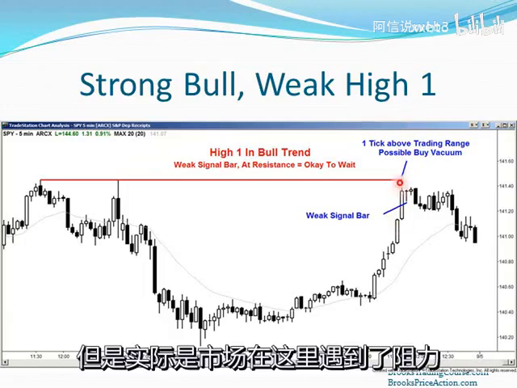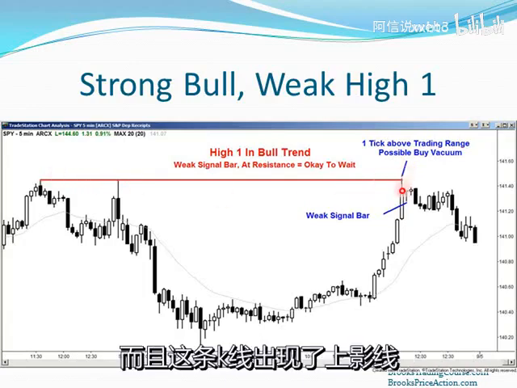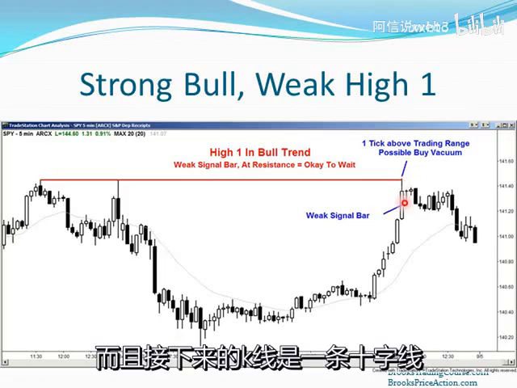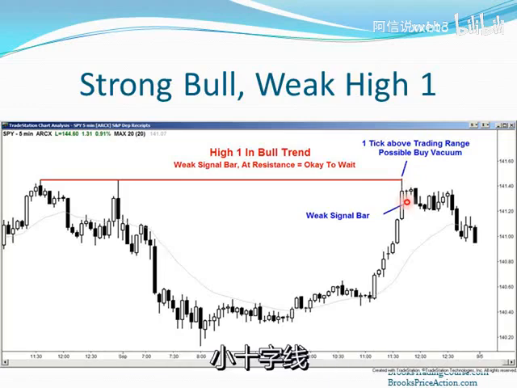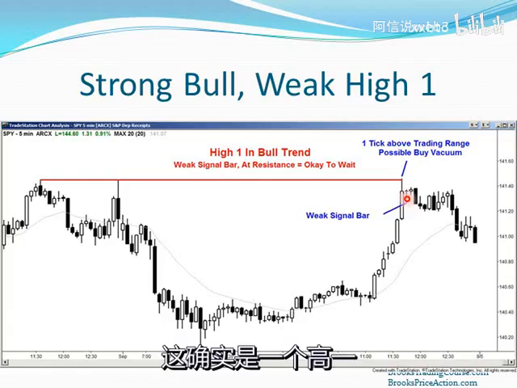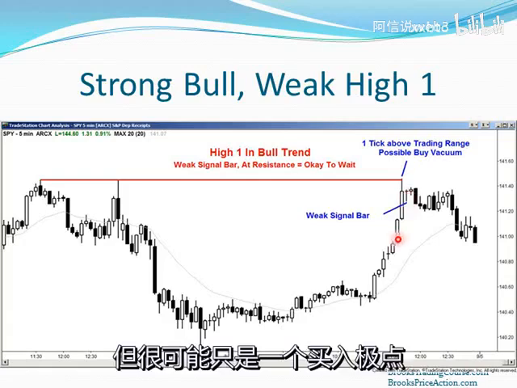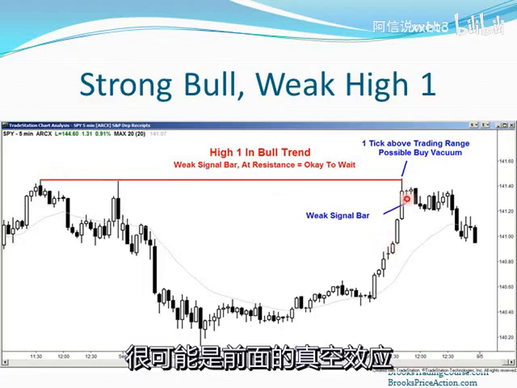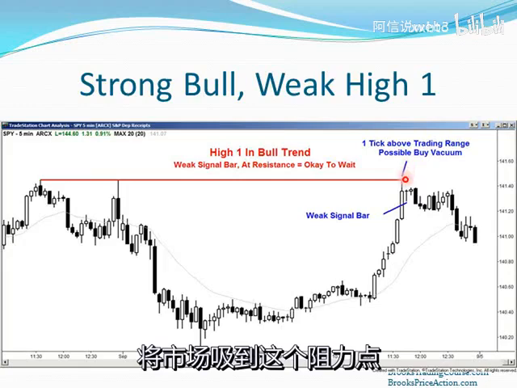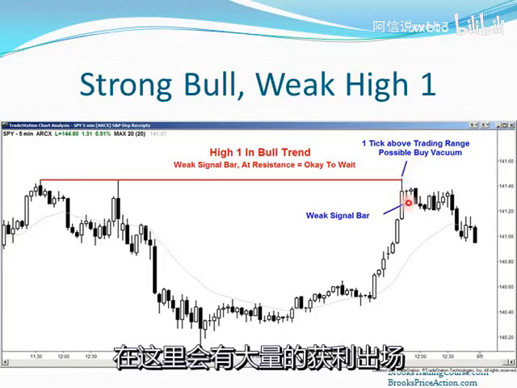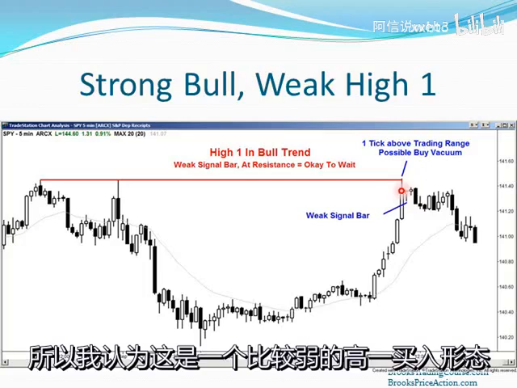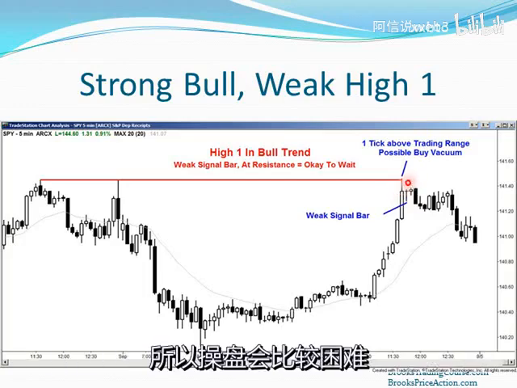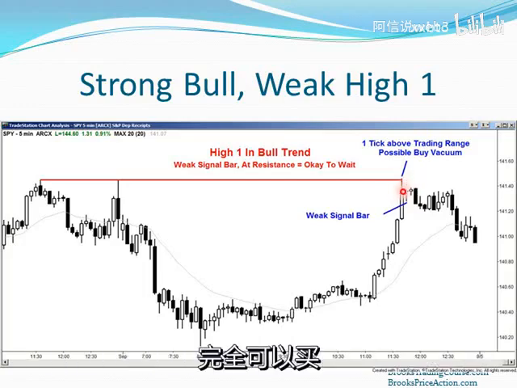But when the market just races up here and goes a tick or two above a resistance level, and then has a tail, and then the next bar is a small doji bar, to me, yes, it's a high one, but it could be simply a buy climax that's testing resistance. This could simply be a buy vacuum getting sucked up to resistance, and then profit takers will come in. So to me, this is a weak high one buy, and it's tricky to manage it. Can you buy it? Absolutely, you can buy it.